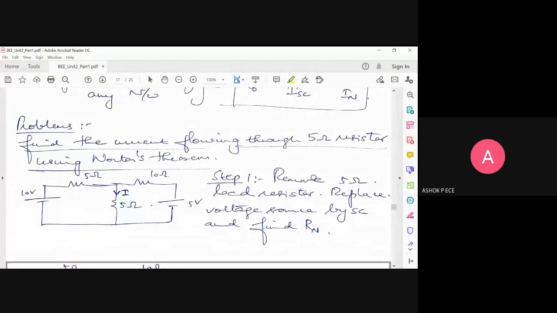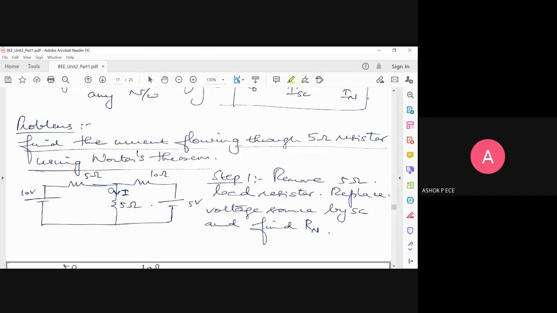Find the current flowing through the 5 ohm resistor using Norton's theorem. So, take this problem, and the current I is marked in your circuit. You have two voltage sources, 10 volt and 5 volt, and three resistors: 5 ohm, 10 ohm, and 5 ohm. So we are going to find the current passing through this middle resistance of 5 ohms using Norton's theorem.